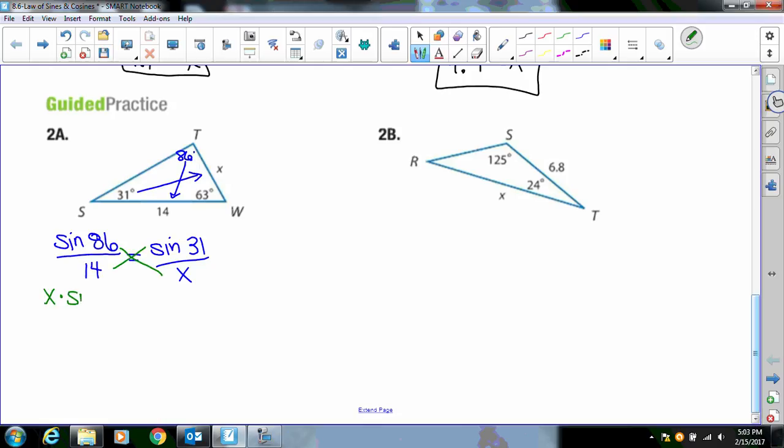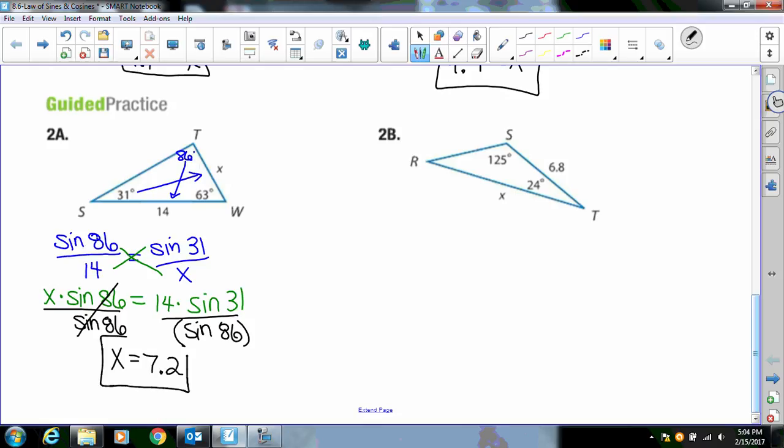So x times the sine of 86 is equal to 14 times the sine of 31. And then again, I'm going to divide by that sine 86 on both sides. And I'm going to put it in parentheses. And when you do that on your calculator, x will equal 7.2.